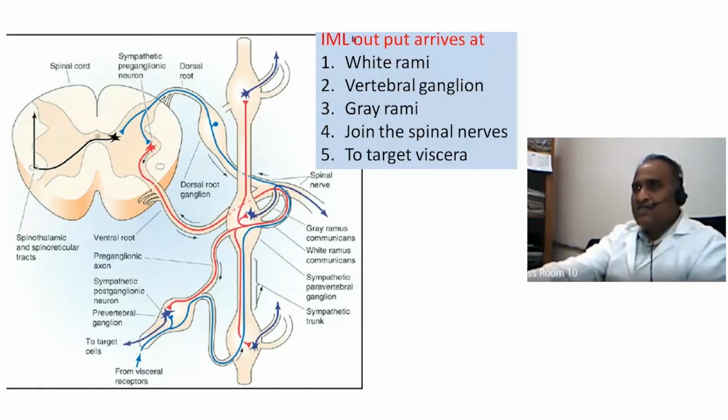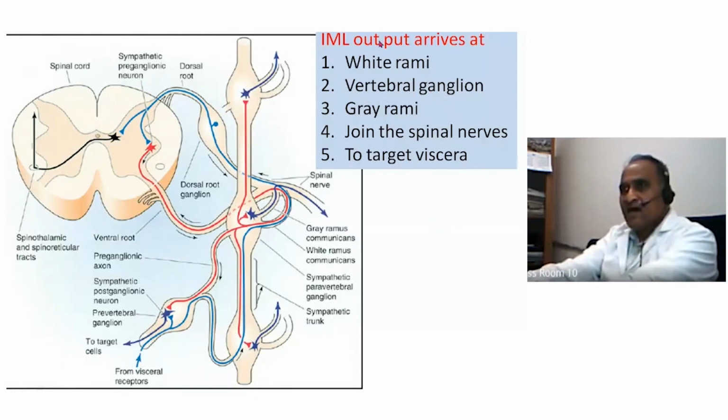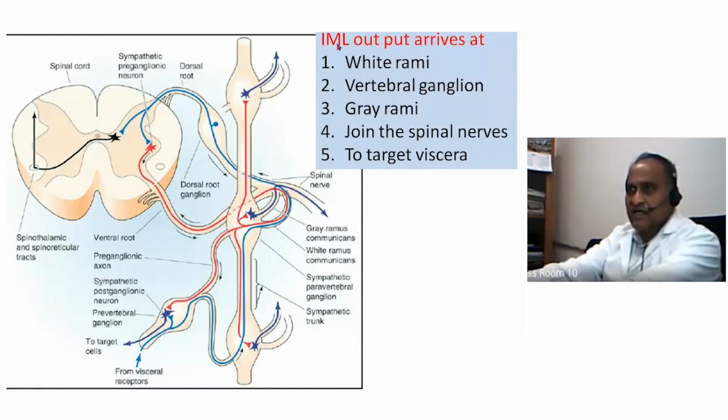Now, the IML output arrives at the white ramus, reaches the paravertebral ganglion, and makes a synaptic contact. Then the postganglionic fiber passes through the gray ramus, joins the spinal nerves in the ventral root, and reaches the target viscera. Okay, that is as far as the output of the intermediolateral cell.